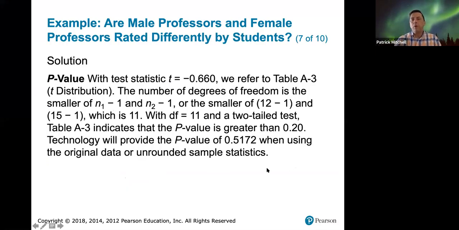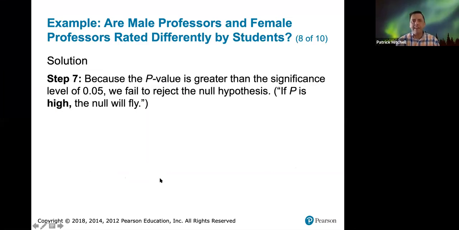All right, so yeah, we got 0.5228, they got 0.5172. Okay, in any case, because the p-value is greater than the significance level 0.05, we fail to reject the null hypothesis. So I never get tired of telling you the interpretation of that p-value.